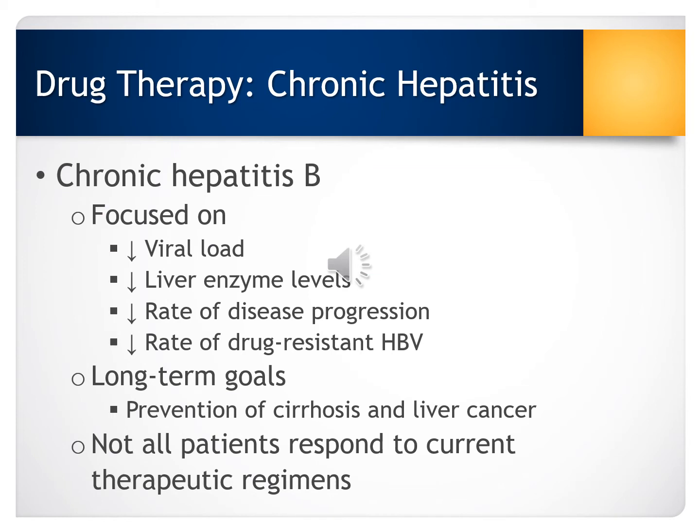The treatment for chronic hepatitis B is focused on decreasing the viral load, decreasing liver enzyme levels, decreasing the rate of disease progression, and decreasing the rate of drug-resistant hepatitis B virus. The long-term goals are to prevent cirrhosis of the liver and liver cancer, but unfortunately, not all patients respond to current treatment regimens.